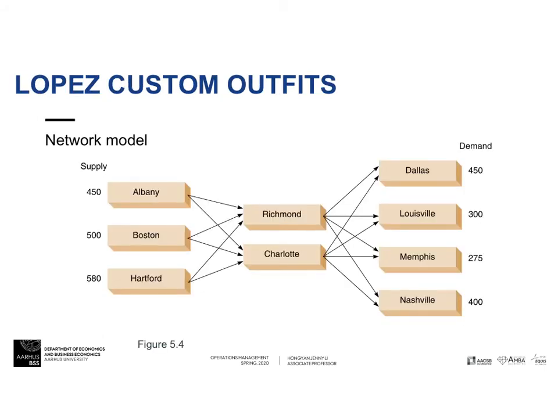So for the transshipment problem, we use an example of the Lopez Custom Outfits company. First we use a network diagram to show the relationships between the facilities. First let's see the supply sites. The company has 3 tailor workshops. The shops actually make the outfits, and then they ship all these outfits to the finishing sites.